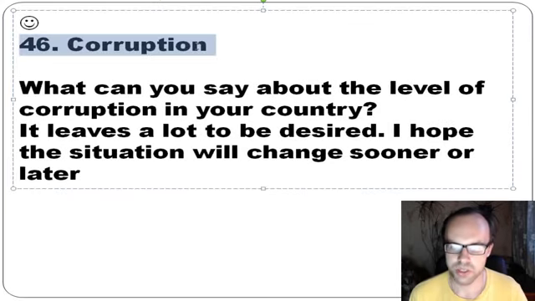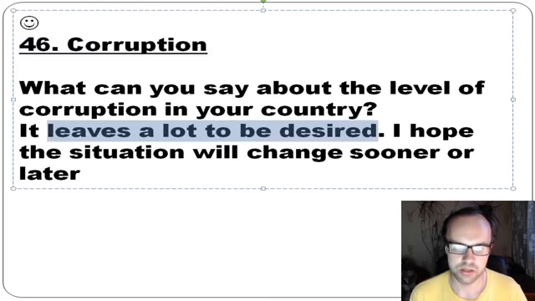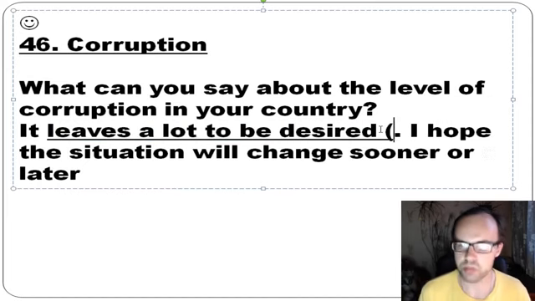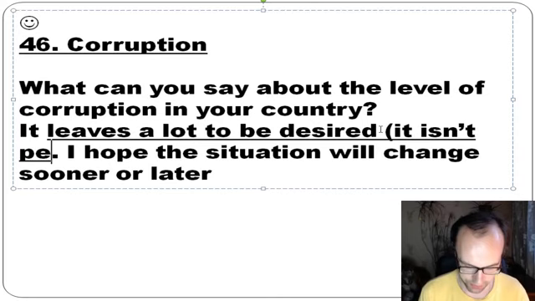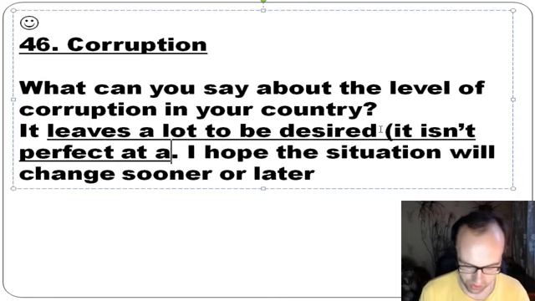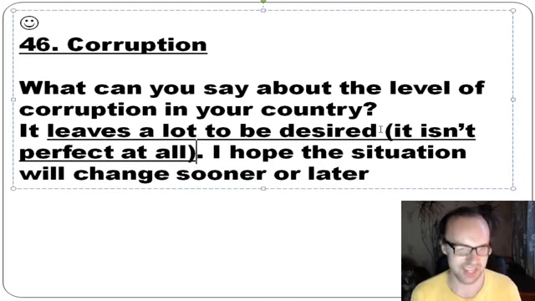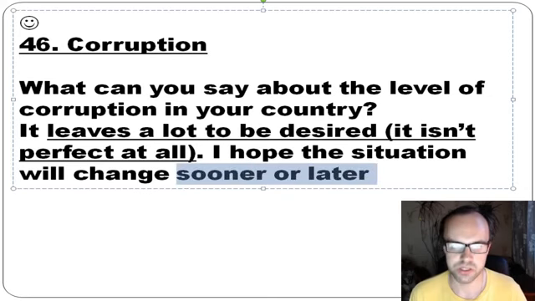Corruption. What can you say about the level of corruption in your country? It leaves a lot to be desired. It's a phrase. It means that it isn't perfect at all. So you need to work a lot so that you can improve this situation. And I hope the situation will change sooner or later. Nice phrase, sooner or later.